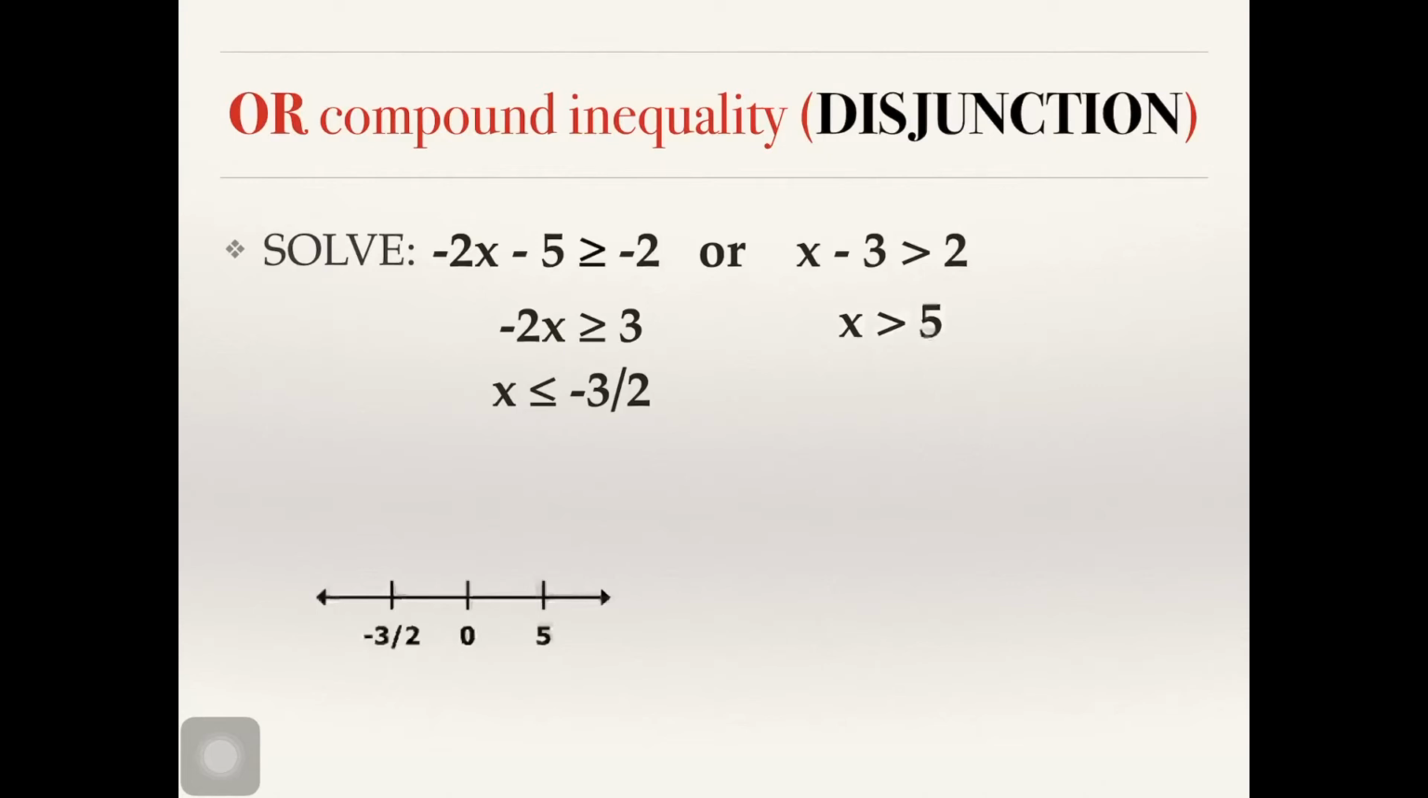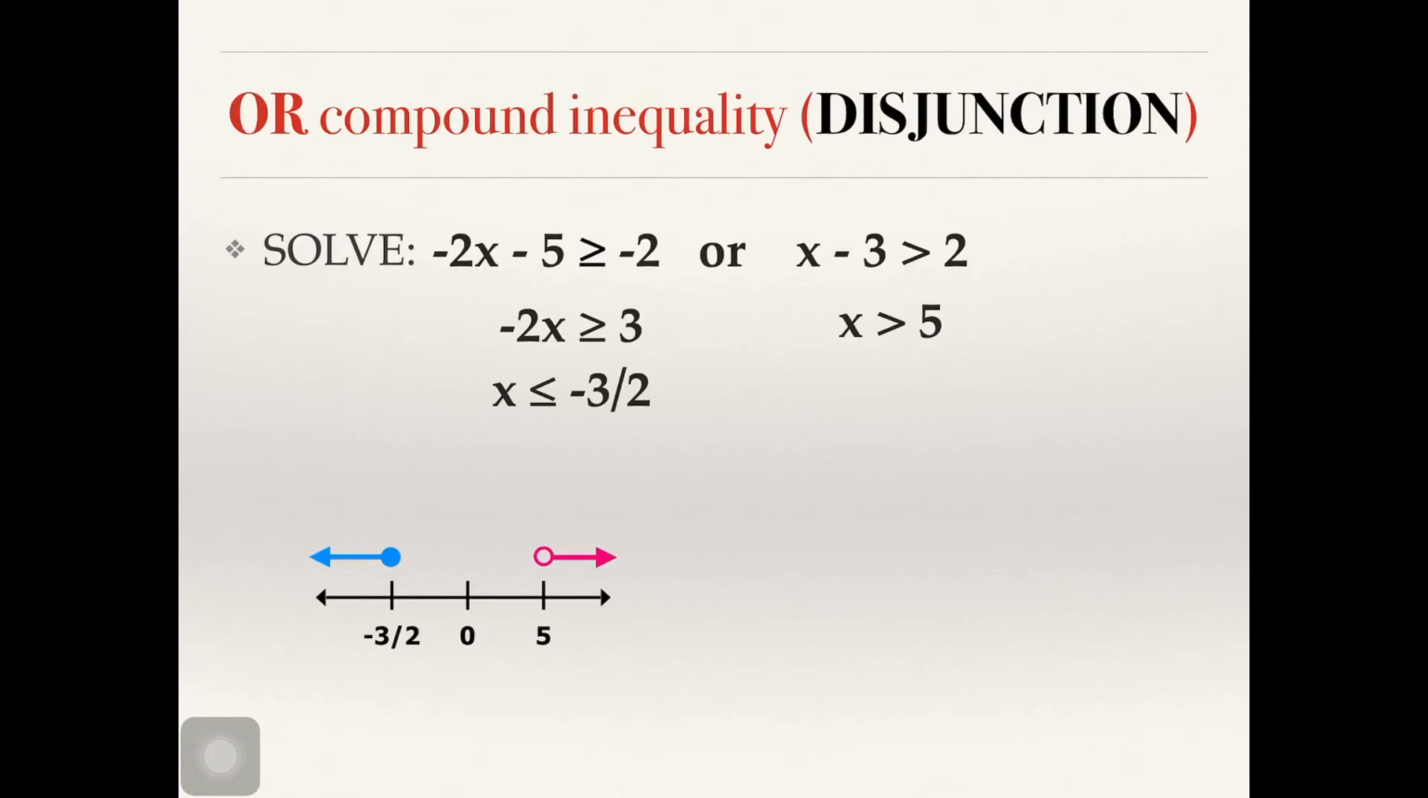For x is less than or equal to negative 3/2, are we going to use an open circle or a closed circle? That's correct. We're going to use a closed circle, and our arrow will be pointing to the left since we are pertaining to all numbers less than negative 3/2. How about for x is greater than 5? Are we going to use an open circle or a closed circle? That's correct. We're going to use an open circle, and our arrow is pointing to the right, because we are talking about all numbers greater than 5.